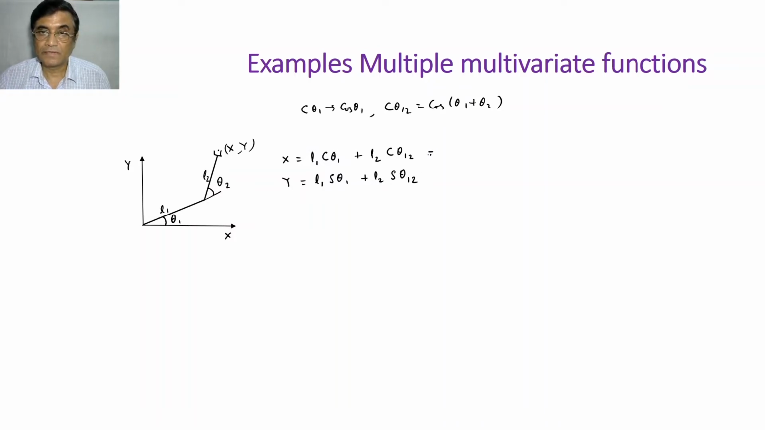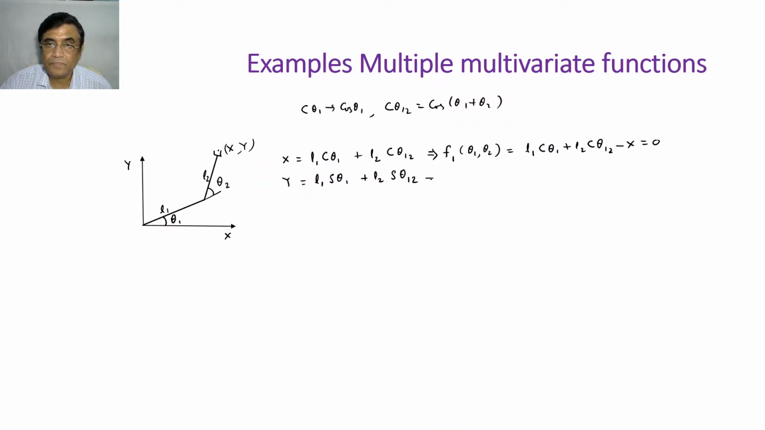So as you can see, this is a function. We are calling this function 1, which is a function of theta 1 and theta 2, that equals L1 cos theta 1 plus L2 cos (theta 1 plus theta 2) minus x equal to 0. I am naming this function f1. Similarly, I have another function: L1 sin theta 1 plus L2 sin (theta 1 plus theta 2) minus y equal to 0.